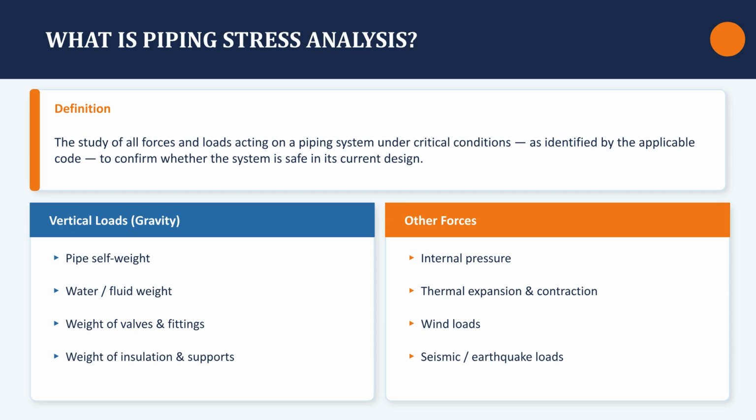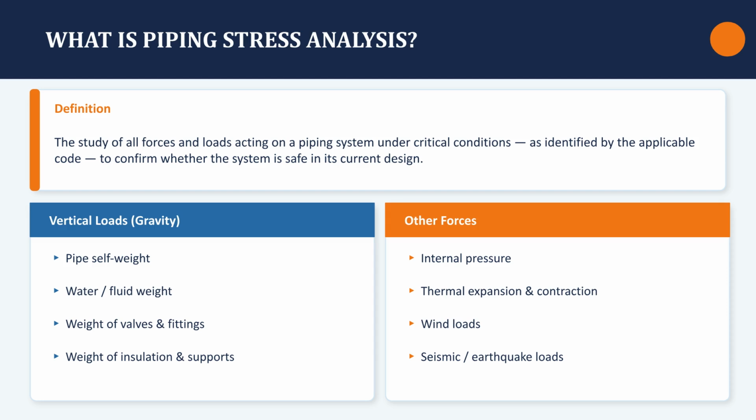Second, we have the other forces column. These aren't about gravity. They're about pressure, temperature, and the environment. Internal pressure, the fluid inside is pushing outward against the pipe walls. Thermal expansion and contraction. When hot fluid flows through a pipe, the pipe metal heats up and grows longer. When it cools, it shrinks back. This constant growing and shrinking creates stress.